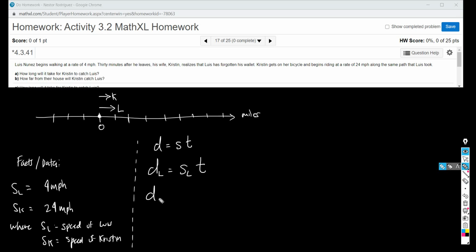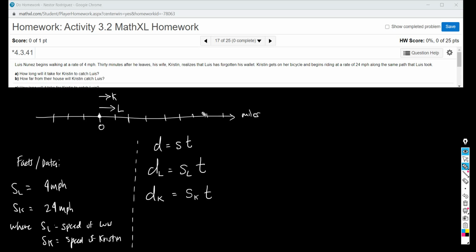The distance covered by Christian will be equal to the speed of Christian times the time that Christian has been riding. But there's a difference between this t and this t, and this is a little hard to understand. There's going to be a difference in here. What is the difference? The difference is that they don't start to travel at the same time.